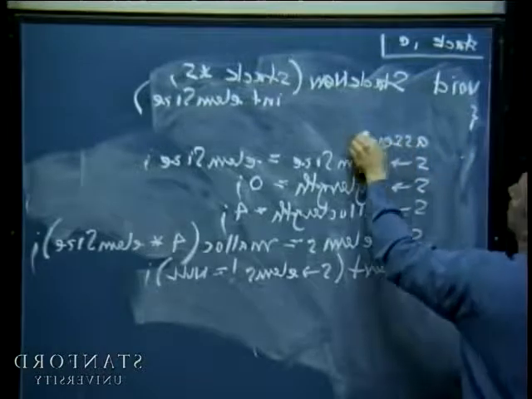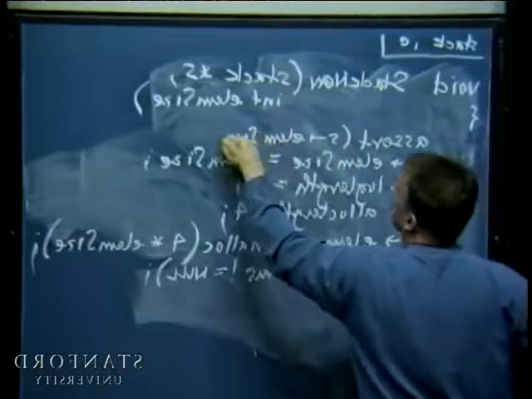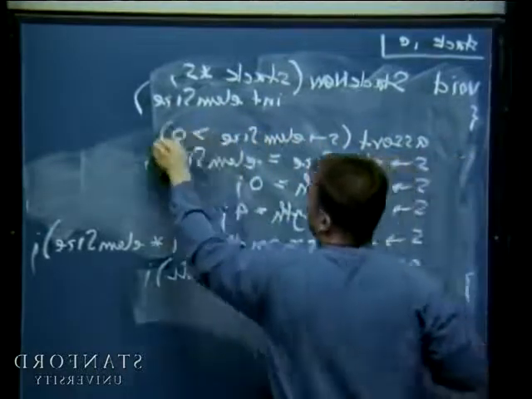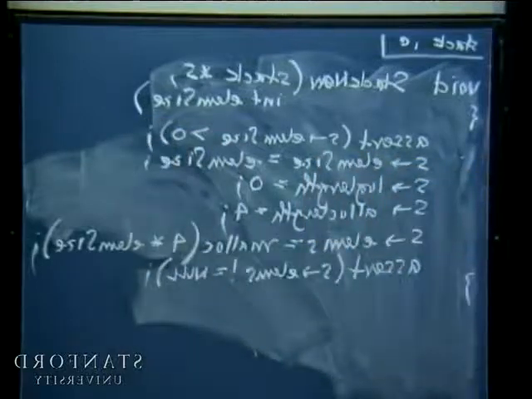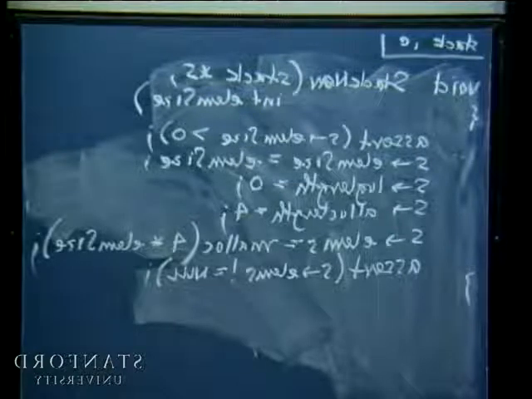Assert that S arrow elem size. This one's not as important because it takes a lot of work to pass in a negative value for elem size. But nonetheless, it's not a bad thing to put there, because if you try to allocate negative 40 bytes, it's not going to work. Okay. That in an implementation makes sense.